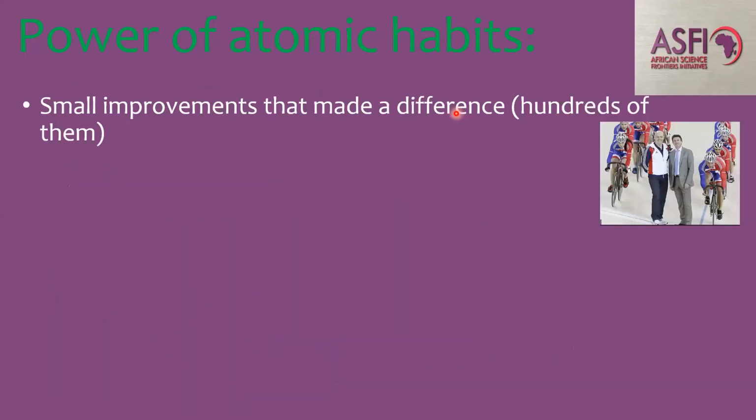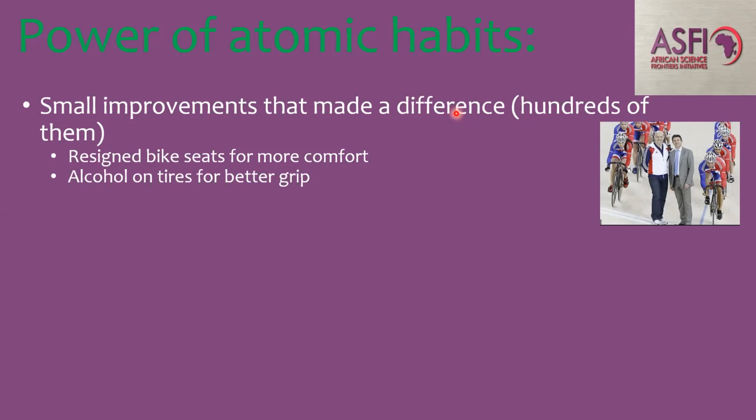All right. What are the small improvements? There were hundreds of them that Dave brought into the system. And let's go through some of them. There were hundreds, but some of them. He redesigned the bicycle seat for more comfort. People may think, well, what does that mean? The bicycle seats were made more comfortable. Perhaps you think, well, it wouldn't make much of a difference. But not only that, he used alcohol on tires for better grip. If you are a bike person, you will know that you will always want better grip.